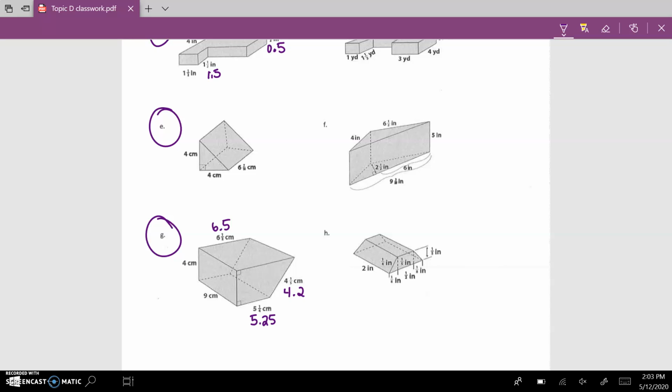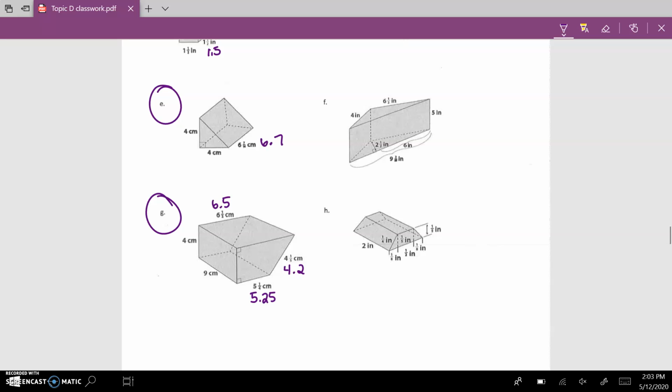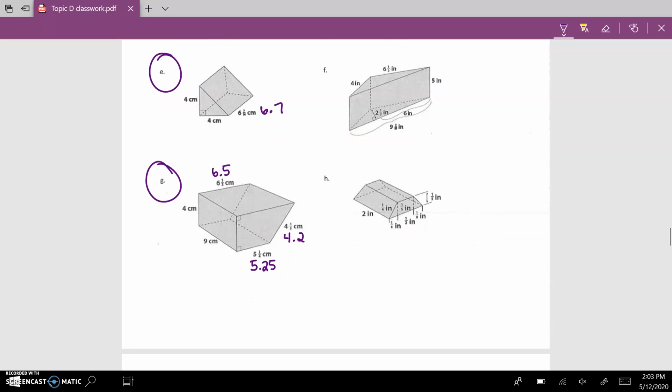Up here in part E, this does say 6 7/10, so 6.7. I know it's hard to see, so if you want to write that down, make sure it matches the answer key that I made. That's what I used.